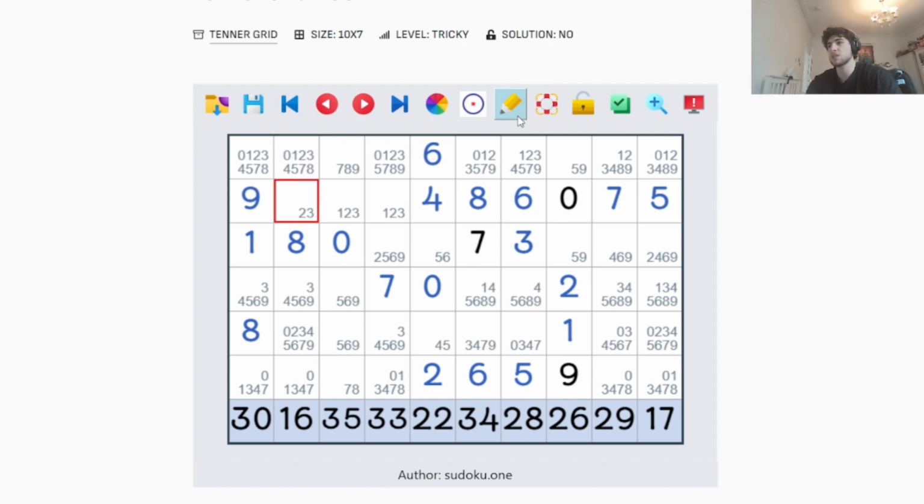And equivalently, because the sum of the digits in this column has to be 16, if this cell here is 4, 5, 7, or 8, then, well, it can't be 8 because then all of these cells would have to be 0, but this cell can't be 0. So it definitely can't be 8.